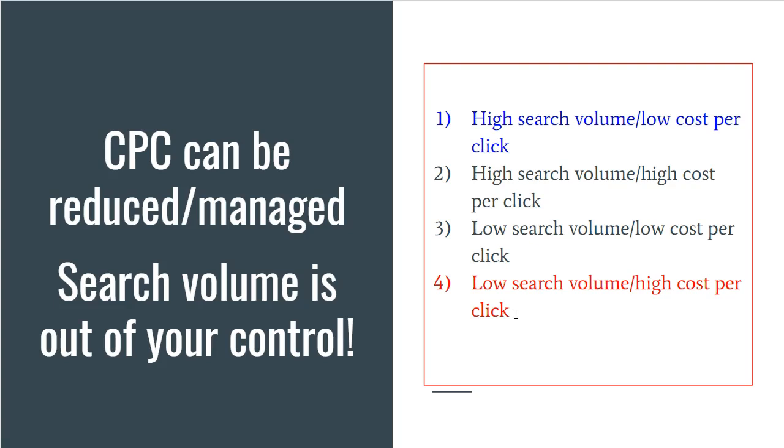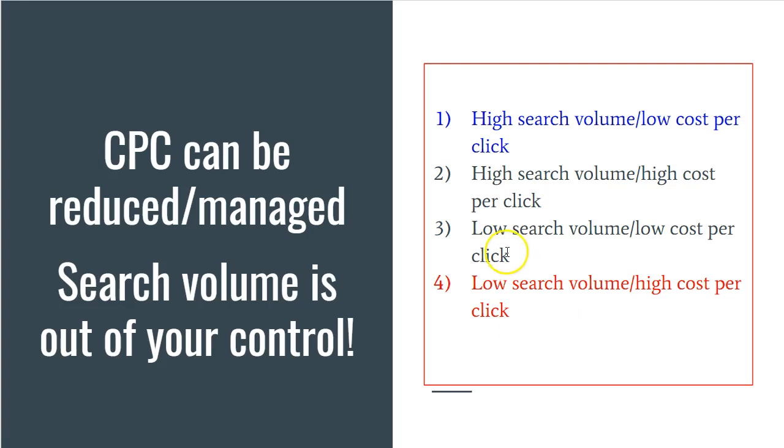But then in between there's the second and third scenario, where the second is high search volume, which is good, but high cost per click, which is not so good. And then you have the third scenario, which again is problematic, is the low search volume, but the benefit is that the cost per click is lower as well.